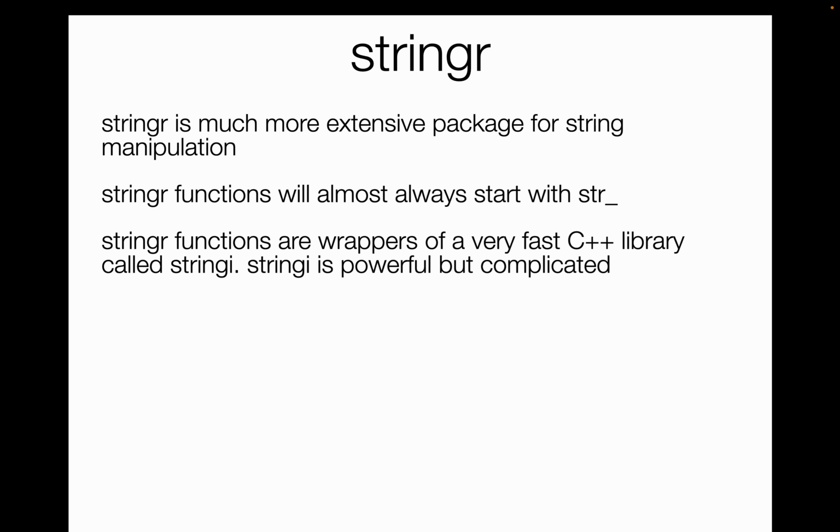Okay. Now, where does stringr come from? Stringr is a wrapper. So stringr functions are wrappers of a fast C++ library called stringi. You can, in R, interact with stringi natively. There is a stringi package that interacts with those C++ functions more directly, but they are much more complicated, and so we want to use these wrappers.